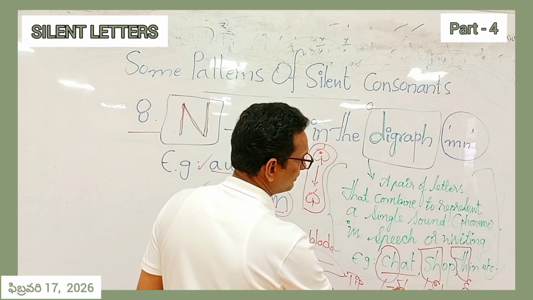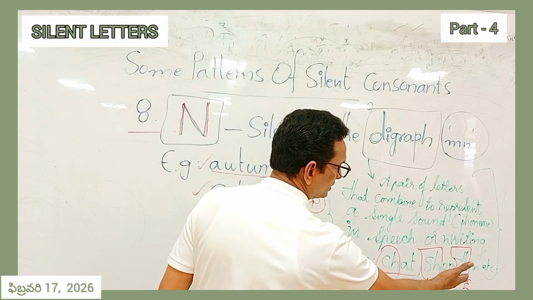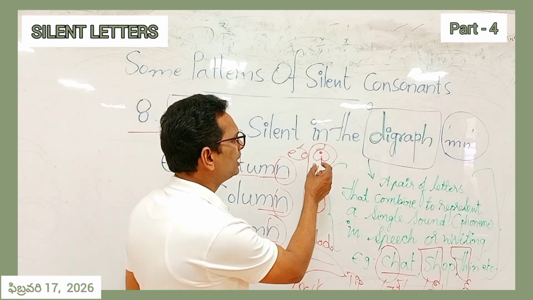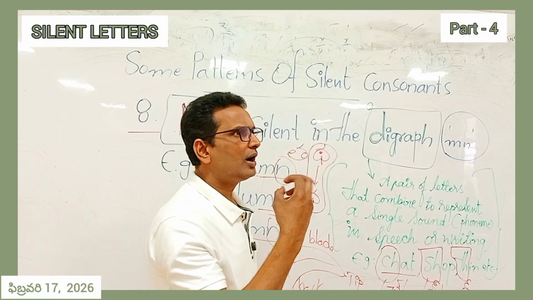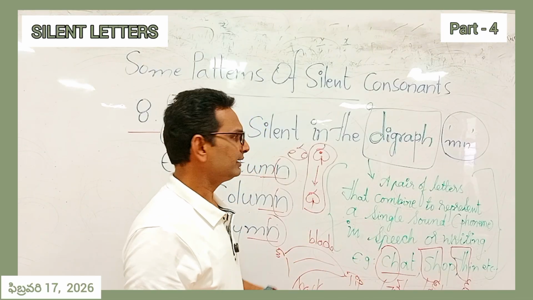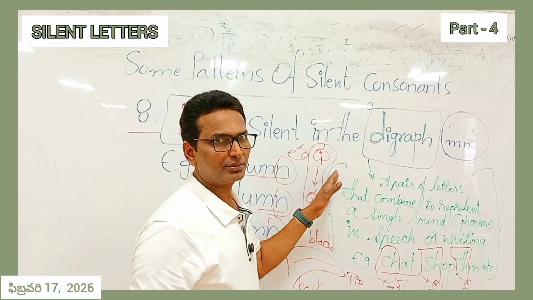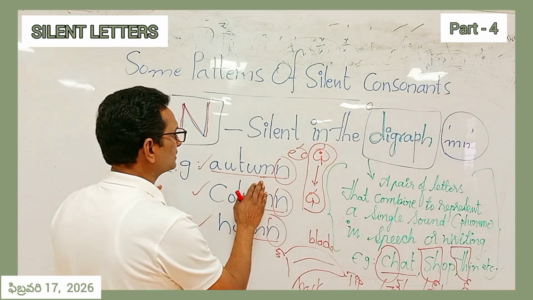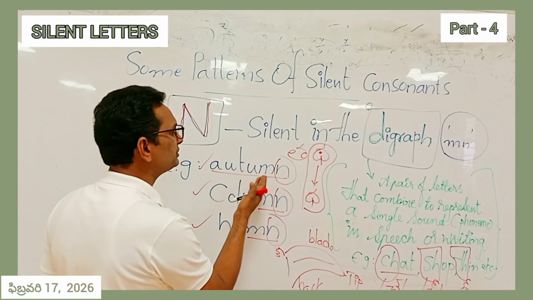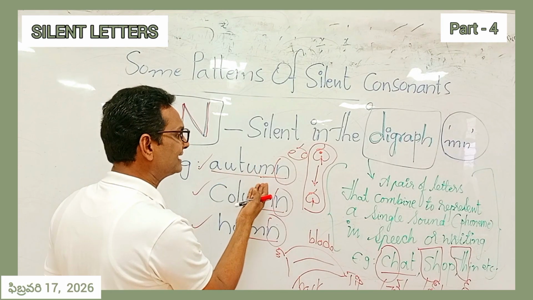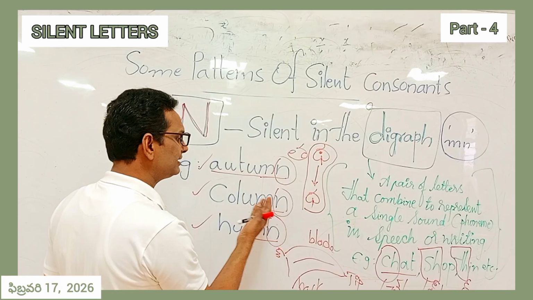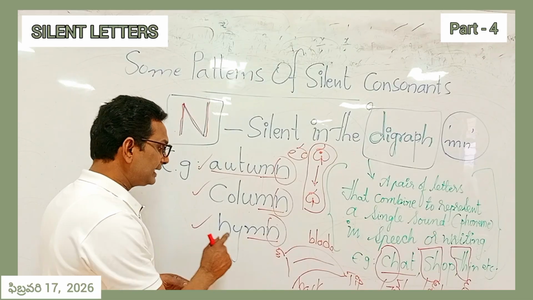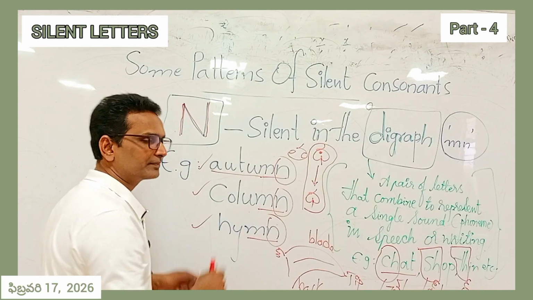So CH will make the cha sound, SH the sha sound, TH the tha sound. But in Telugu, we just write it this way. How it's pronounced naturally on foreign soil may not be represented, but this is how we can probably indicate it. Now, finally, let's come to a conclusion. Autumn, N is silent, pronounced autumn. Column, N is silent, column. Hymn, N is silent, hymn. It's not hymn-n, okay, it's hymn.